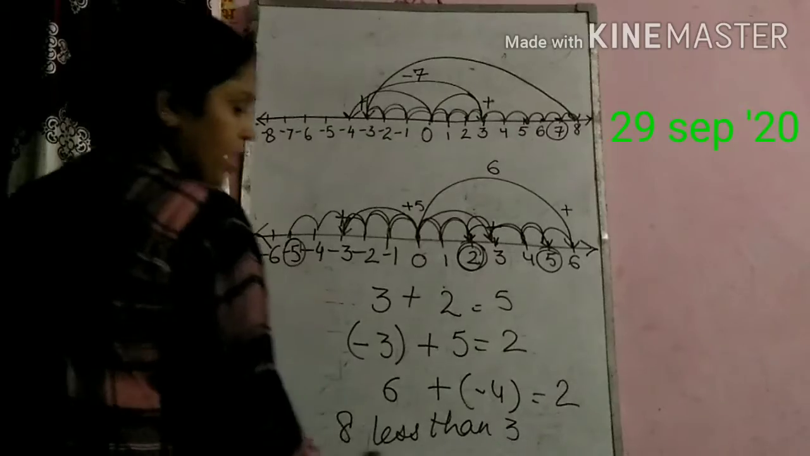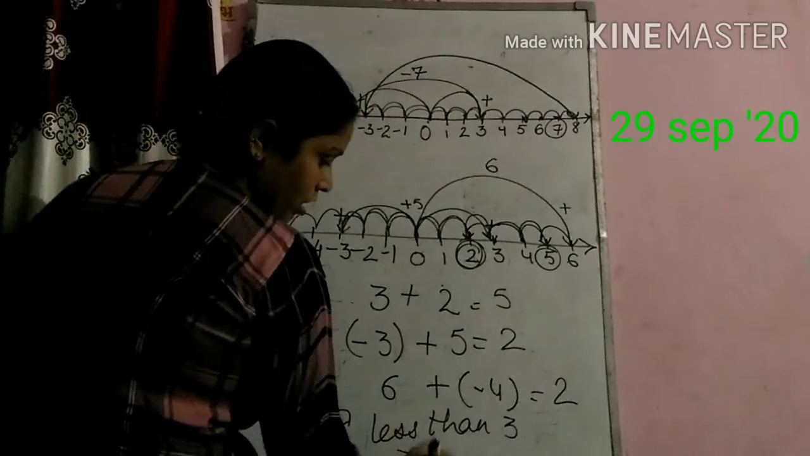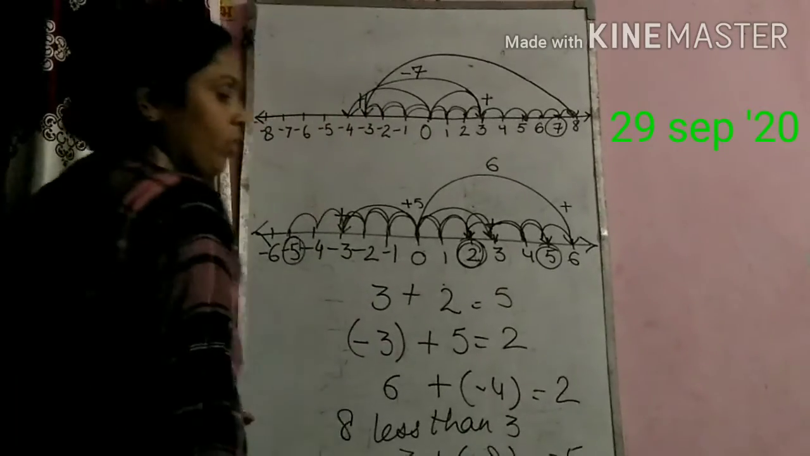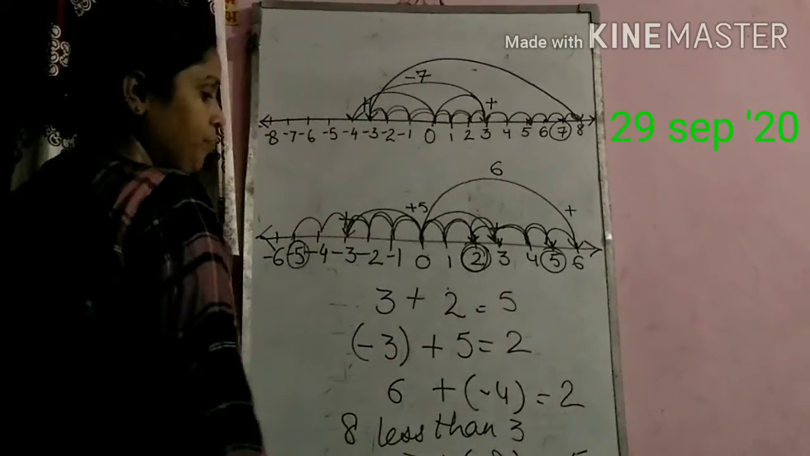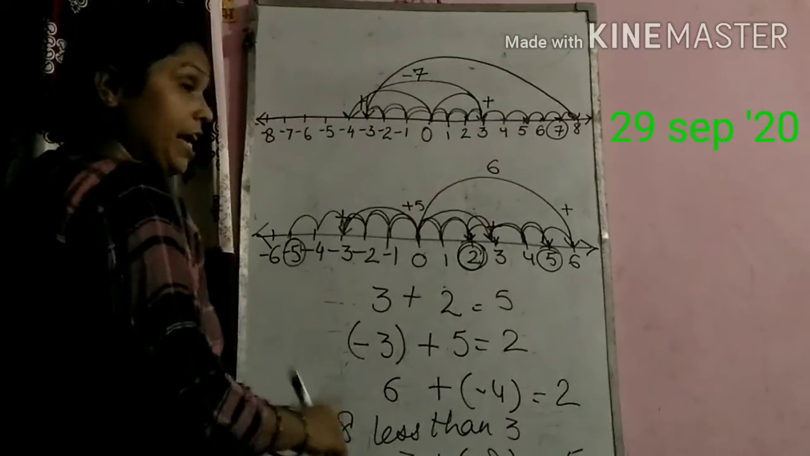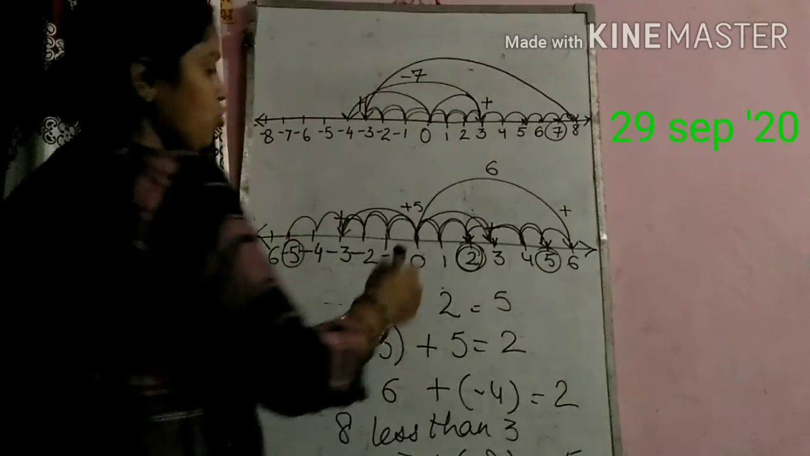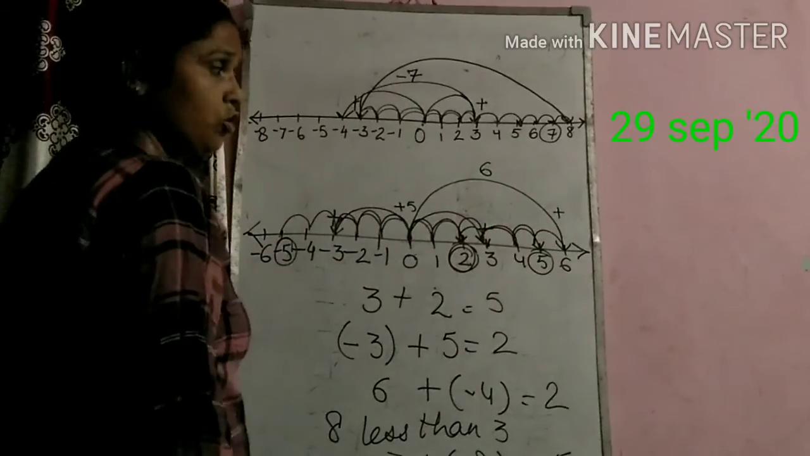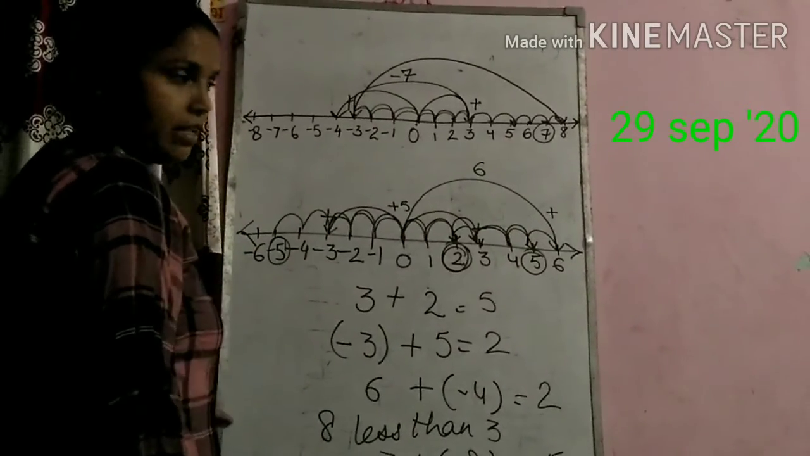What is my answer coming as? Minus 5. So 3 plus minus 8 gives you minus 5. If more than is given, suppose the question is 8 more than minus 2. So start from minus 2 and go 8 steps forward. So your answer will come as 6.